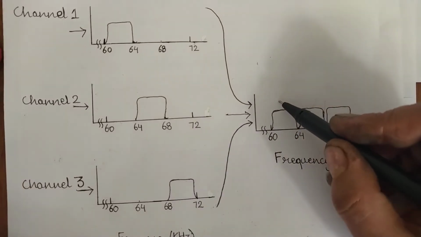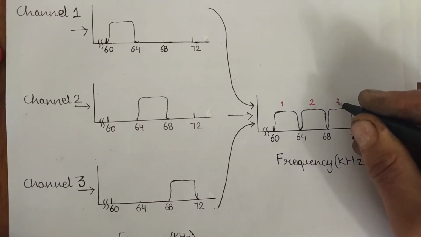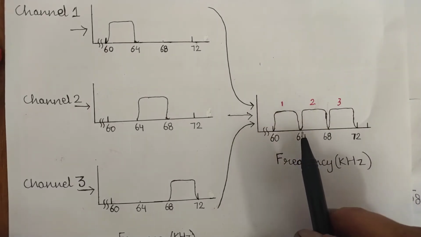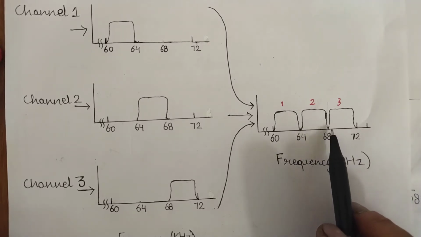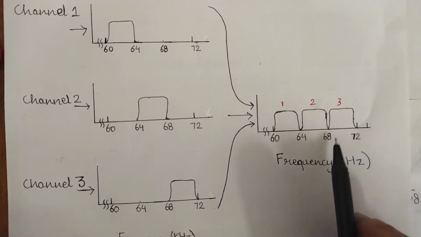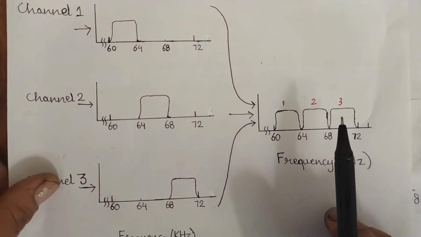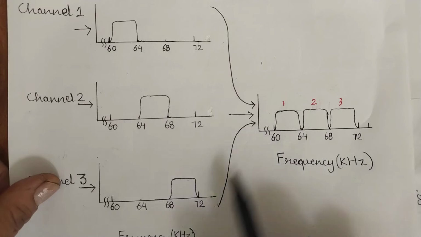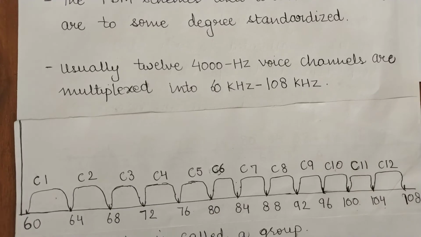So this is your channel 1, this is your channel 2 and this is your channel 3. So channel 1 is basically using frequency ranges between 60 to 64. Then from 64 to 68, this frequency range is used by channel 2, and the frequency range 68 to 72 kilohertz is used by channel 3. So all three of them are using different frequency ranges, hence no one is interfering with any other channel, right? So we can multiplex or combine them together like this, and then we can transmit them using the same transmission line. So this is all multiplexing is about.